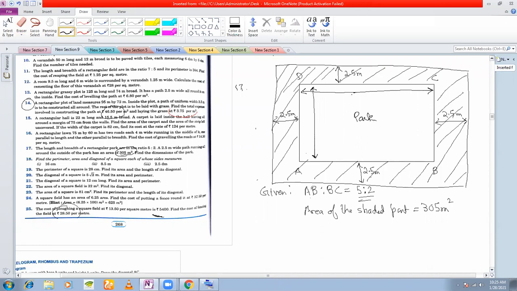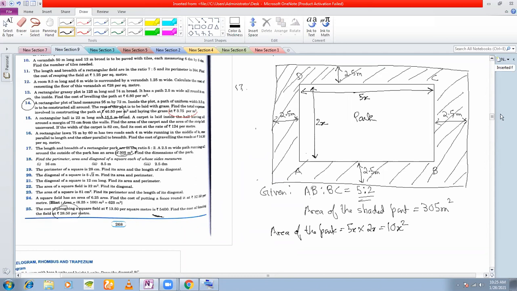Since the ratio is given, you can take the length to be 5x, and you can take the breadth to be 2x, right? So what should be the area of the park? 5x into 2x, which is 10x square.